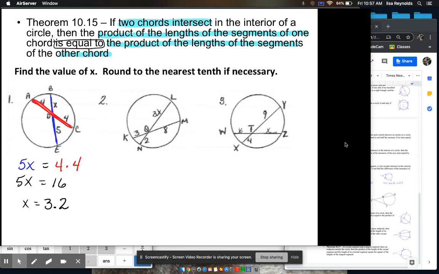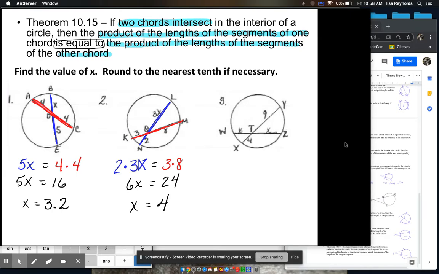So for each one, we're going to take our chords and multiply the two pieces together. So we take our first chord, we're going to multiply the 2 times the 3x. And we're going to go to the second chord, and we're going to multiply the 3 times the 8. And we're going to set them equal to each other. So this is 6x equals 24. When we divide by 6, x is equal to 4.